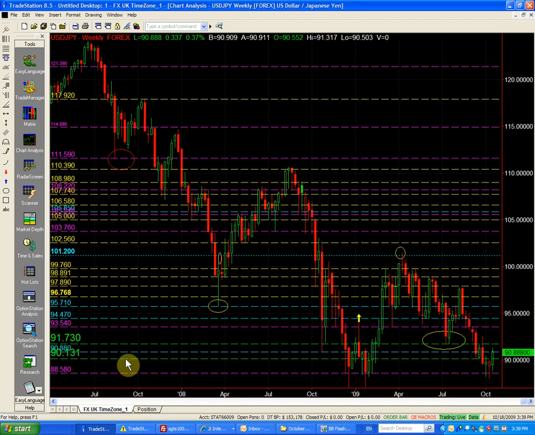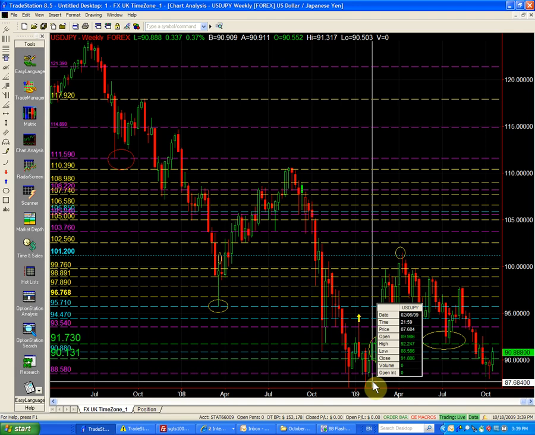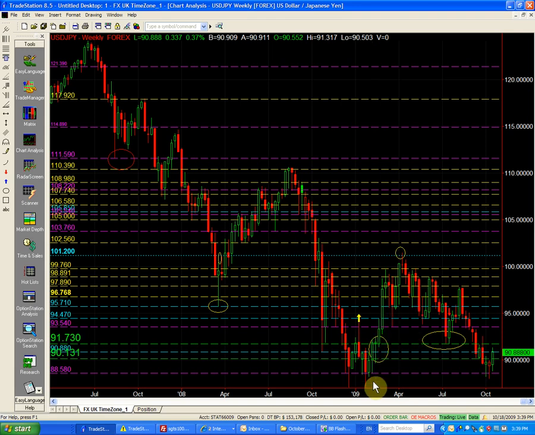The second buy point is the 90.88, and that 90.88 is this structural point, and it is also the beginning of the move to the upside that began in February 2009.